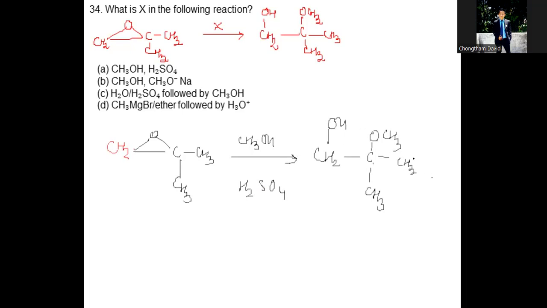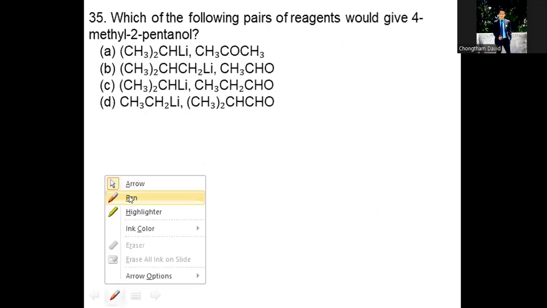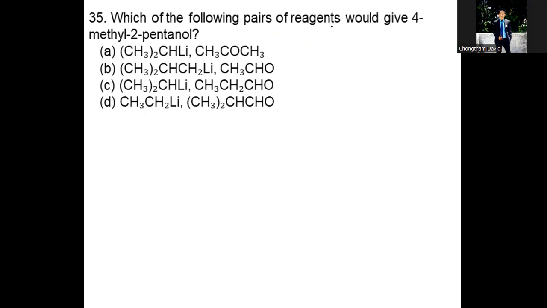Can you identify the name? So what are the reagents that I've added? Methanol and sulfuric acid. So the reagent which is asked according to the question will be methanol and sulfuric acid. E. Question number 35. Which of the following pairs of reagent would give 4-methyl-2-pentanol? Let us see the probable product.